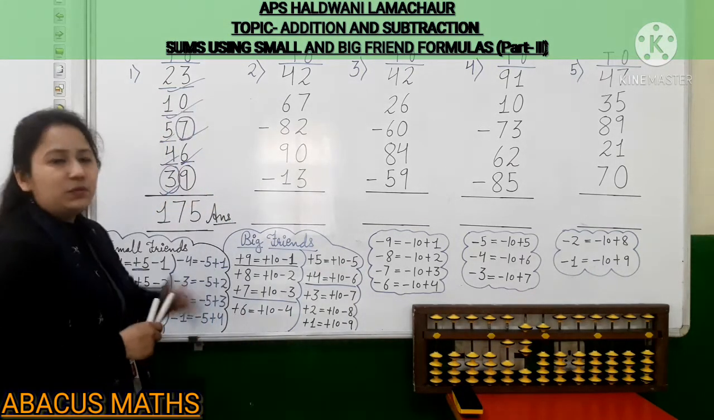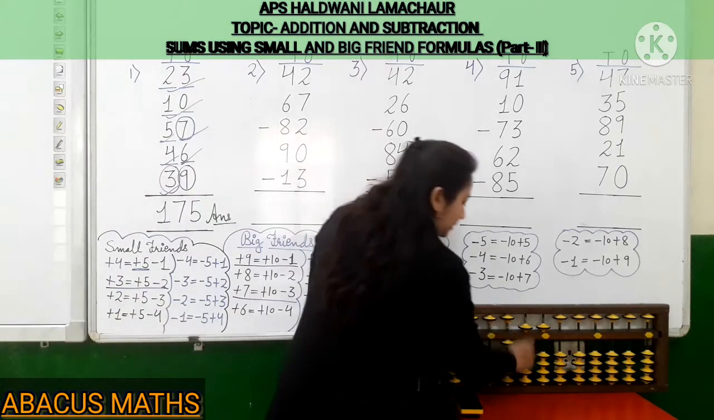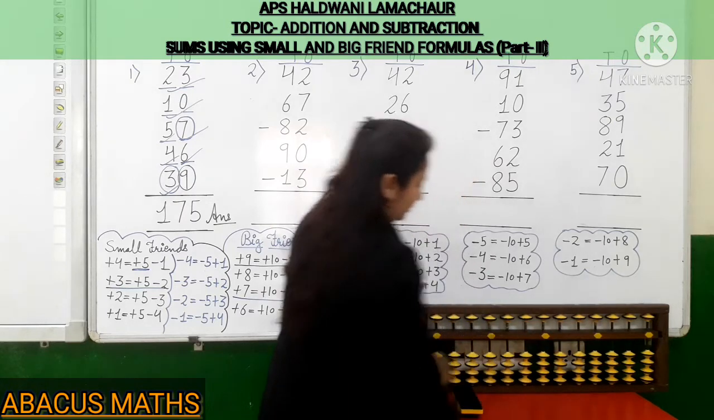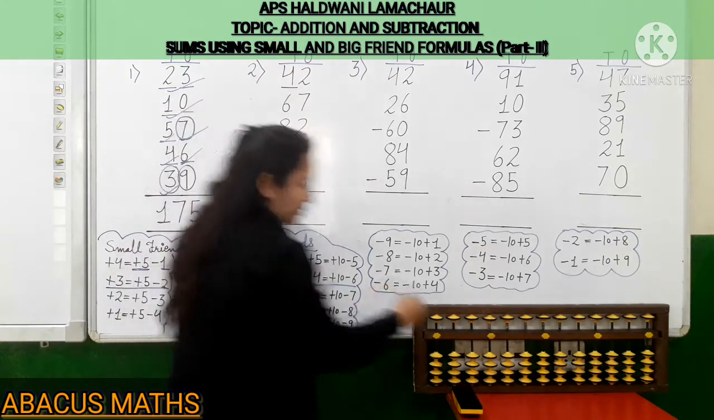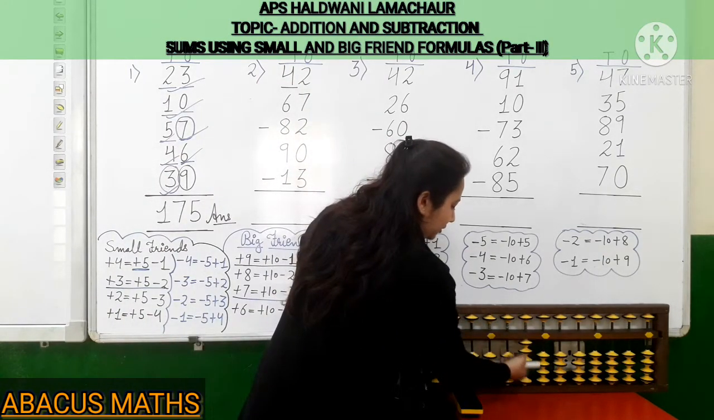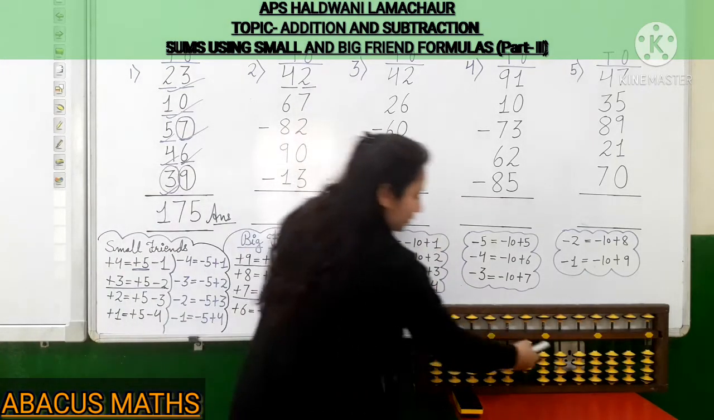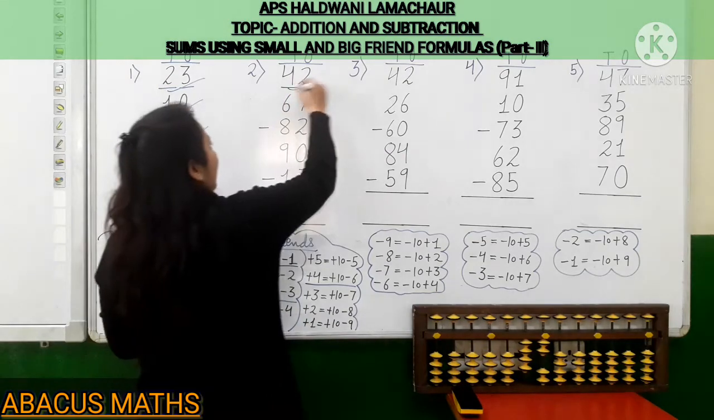Now kids, we will move to our second sum. Now set your abacus before starting. Upper beads up, lower beads down. Now kids, put this 4 in tens rod. See, 1, 2, 3, 4. And this 2 in ones rod. 1, 2. And your 42 is added.